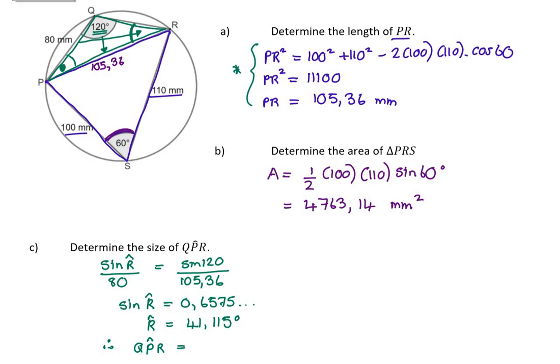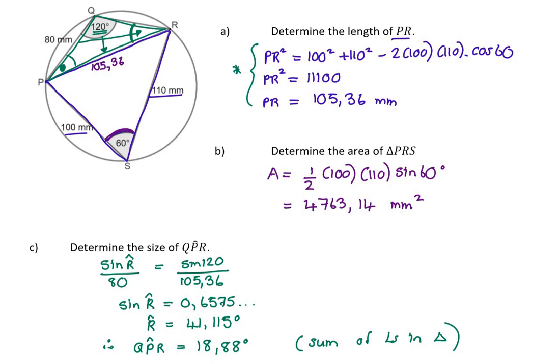So now, to find QPR, I do 180 degrees minus the 120 minus the 41.115, and I get 18.88 degrees. And don't forget, that needs the reason. And my reason is sum of angles in the triangle. Now, this was a past paper question, so this is exactly what you could possibly get. This would be considered a fairly easy one because each question only needed one calculation.